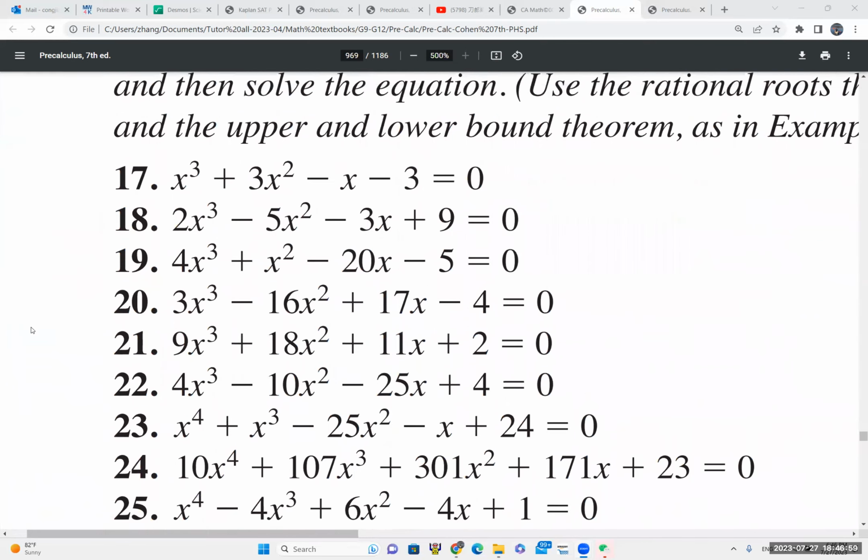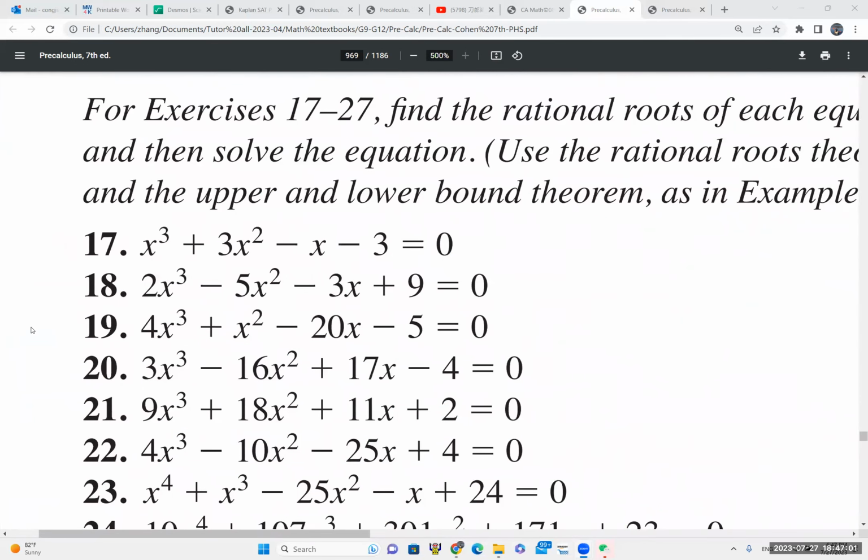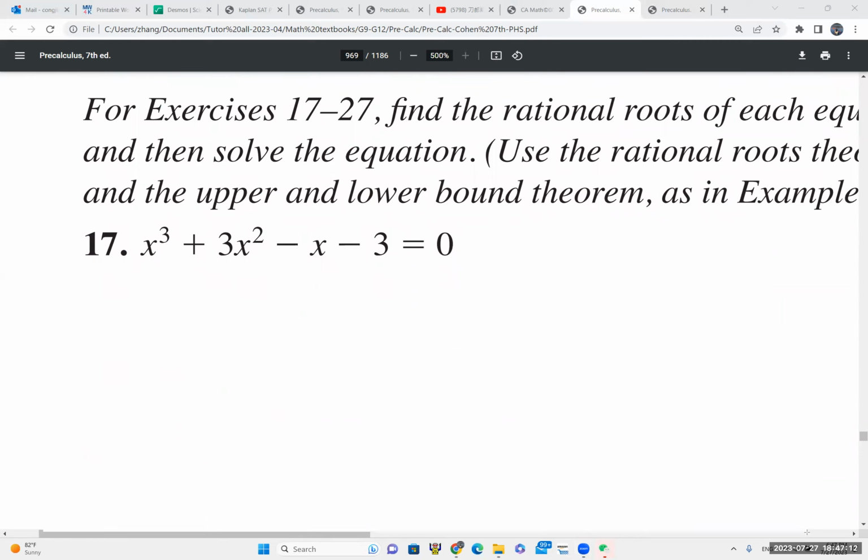Yeah, let's just try 17. It's the most simple one I can find. We don't need to deal with some of these. So could you list the possible rational solutions?